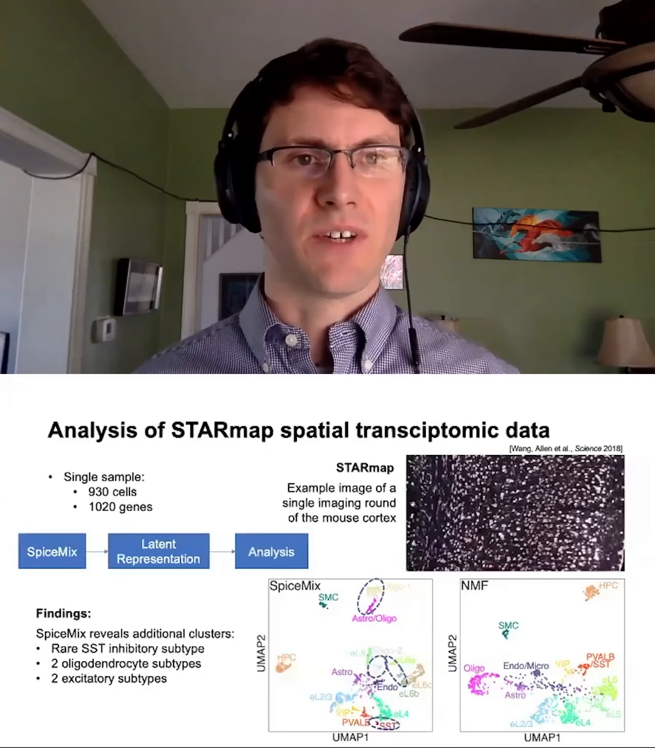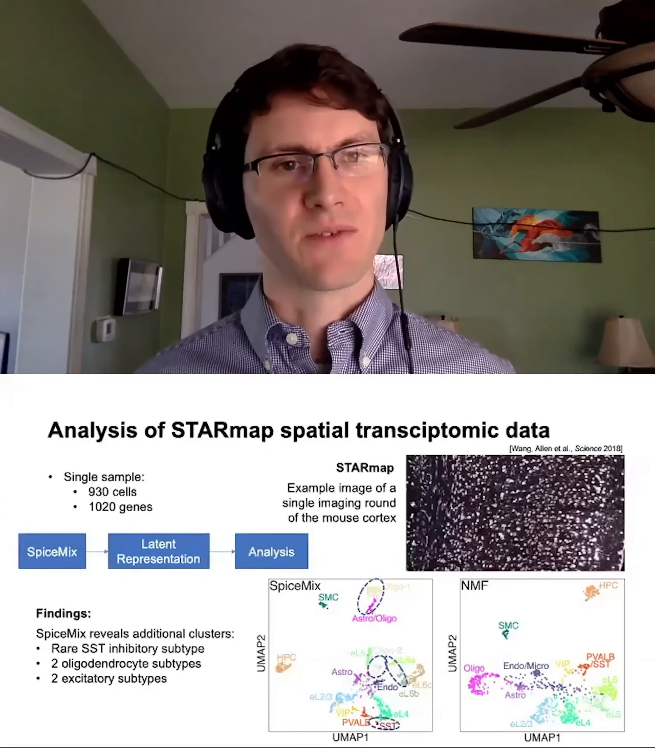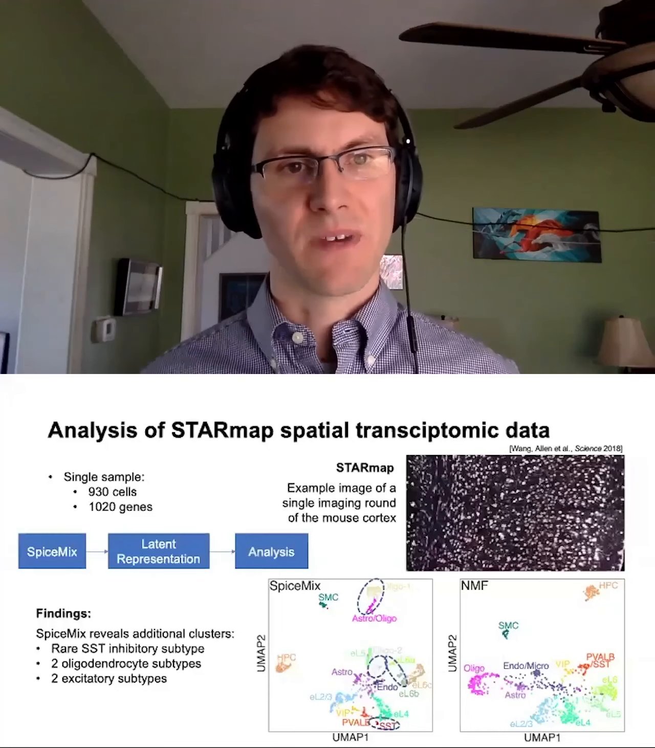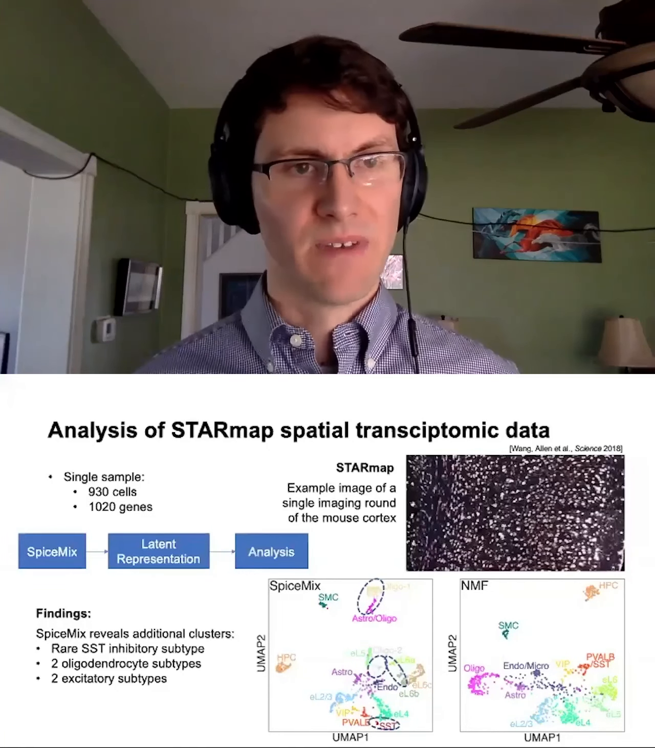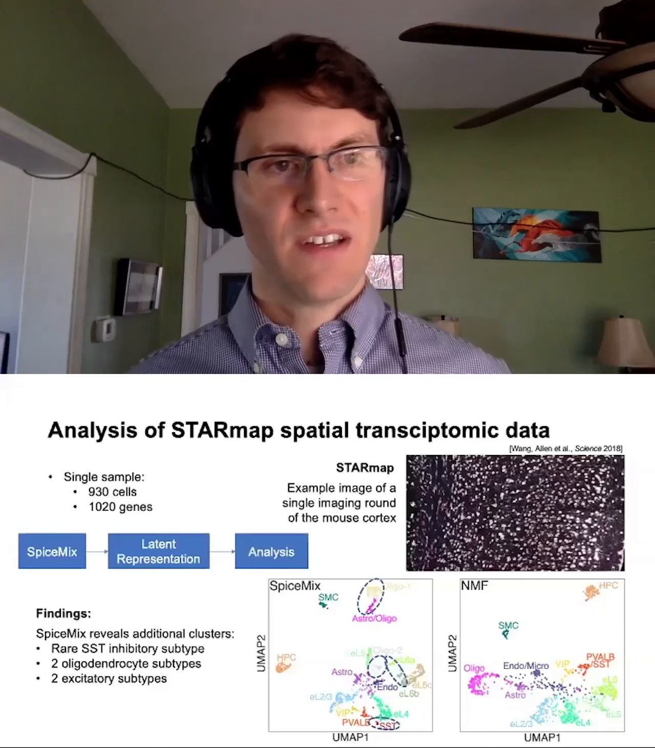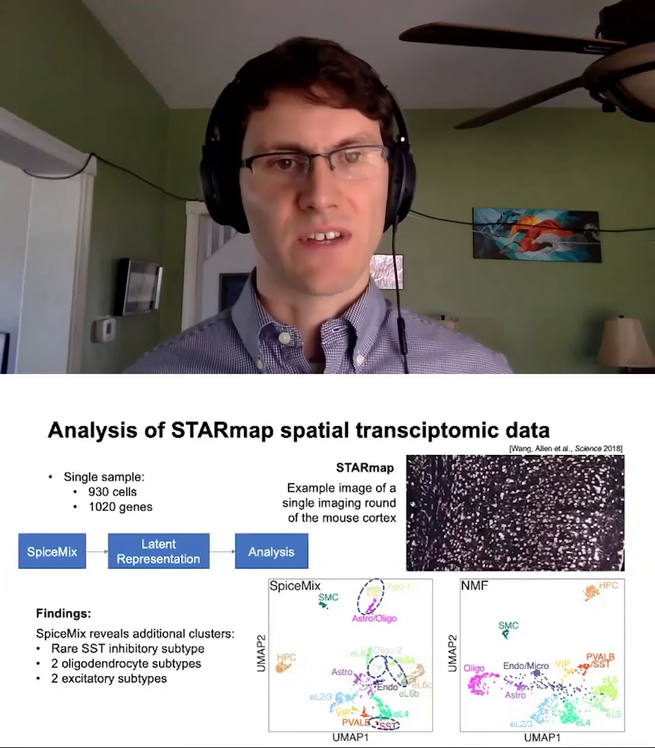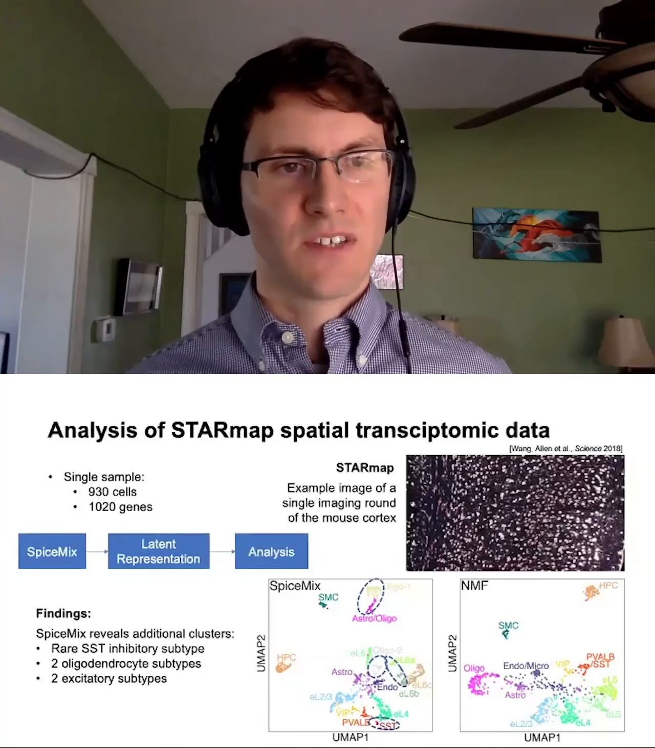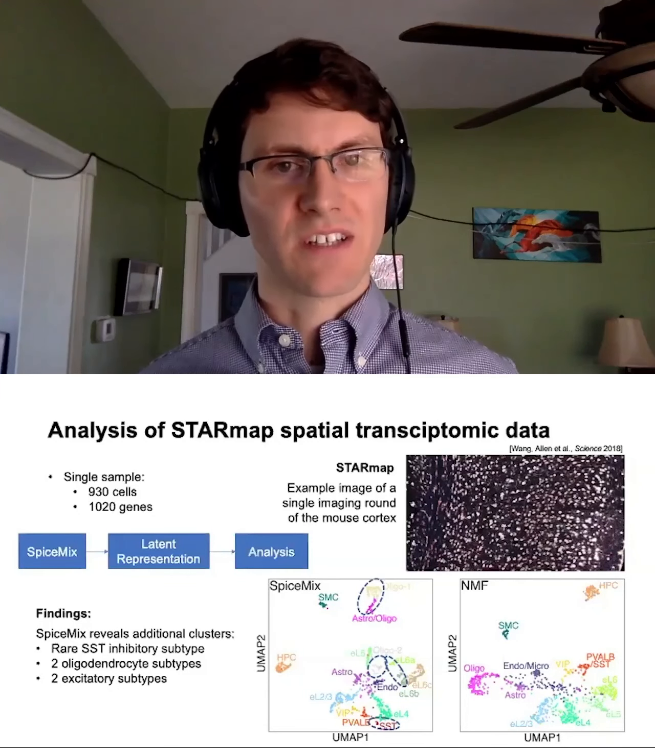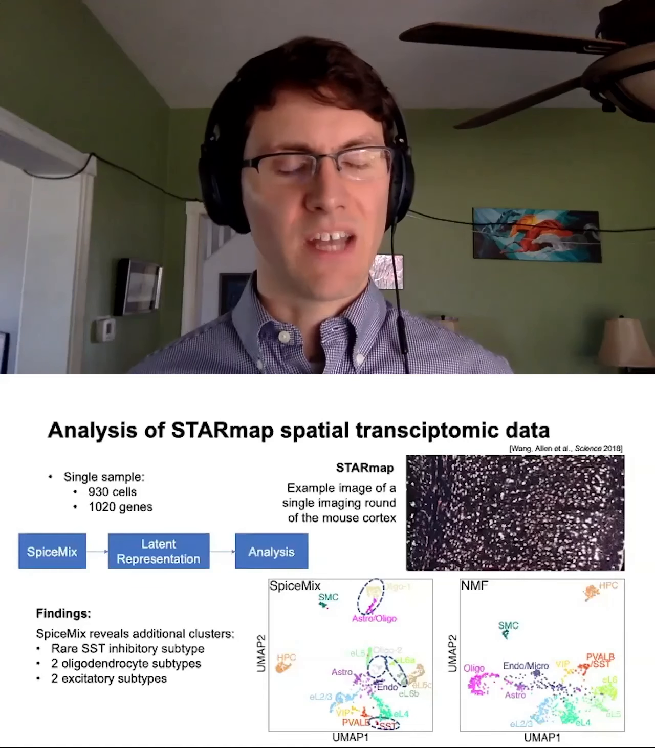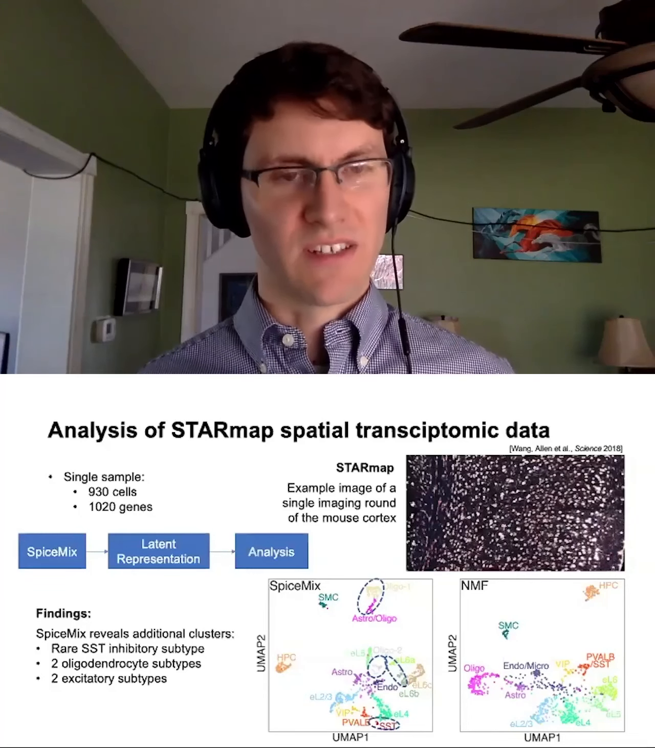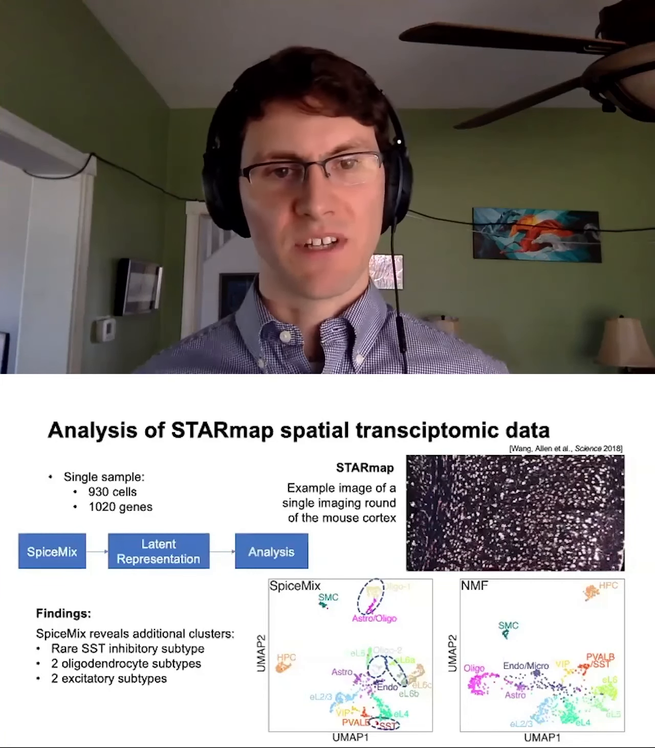So then we sought to apply SpiceMix to real data of the mouse cortex, in this case by a recent method called STARmap. And this data set consists of a single sample of 930 cells and just over 1,000 genes. We applied SpiceMix, we extracted the hidden states of the NMF HMRF model, which are then the latent representation, and then we did some analysis.